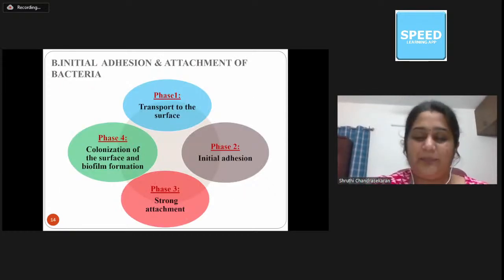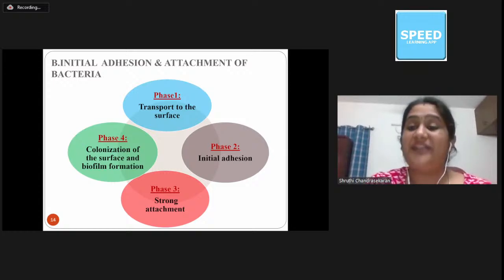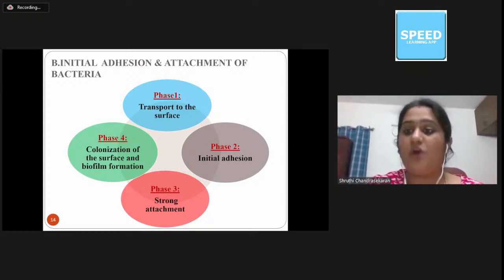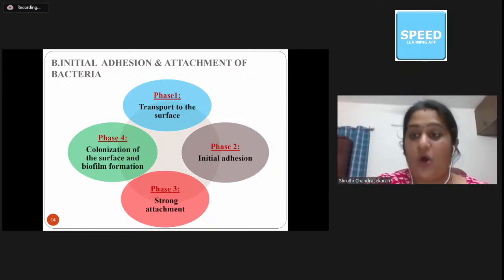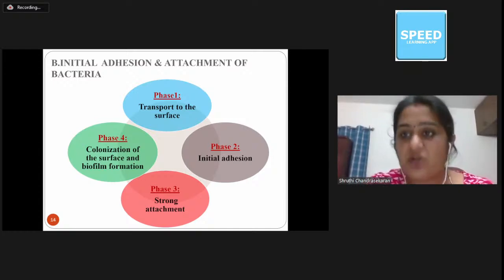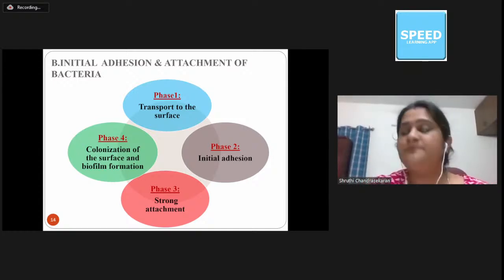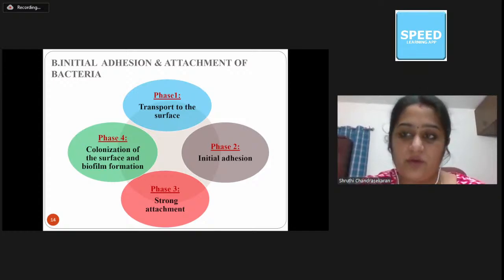So with that, the pellicle is formed. Next is how does the bacteria adhere and attach to the tooth surface? That happens in 4 different stages. The first stage is the transportation of the microorganism to the tooth surface. Phase 2 is the adhesion of the bacteria to the tooth surface. Phase 3 is forming a strong attachment on the tooth surface. And phase 4 is the colonization on the surface with maturation of the biofilm that is being formed. We will be seeing in brief about each phase now.